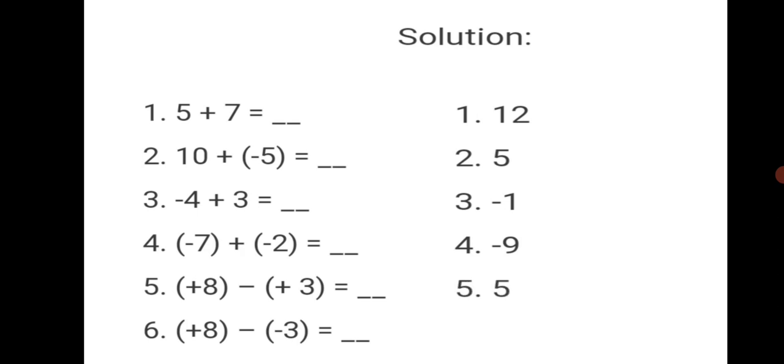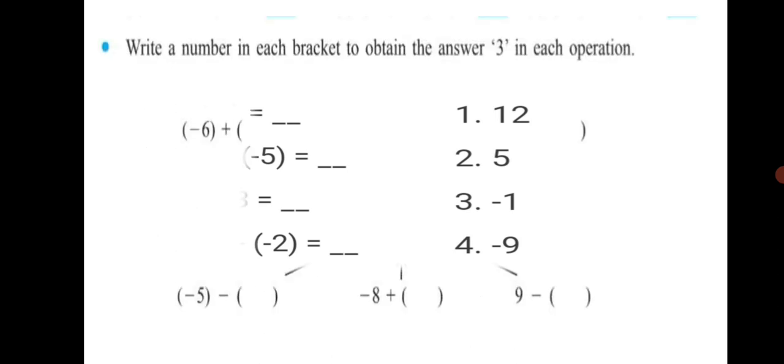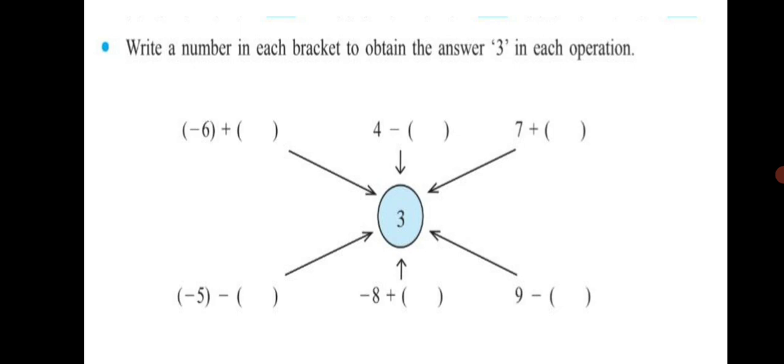Sixth sum, plus 8 minus minus 3. Minus into minus, solve the bracket first. Minus into minus is plus. So 8 plus 3 is 11. And since both numbers were positive, we got the sixth answer as 11. So now you have recollected what you have learned in the previous standard. Now let us learn more about what you have already learned.